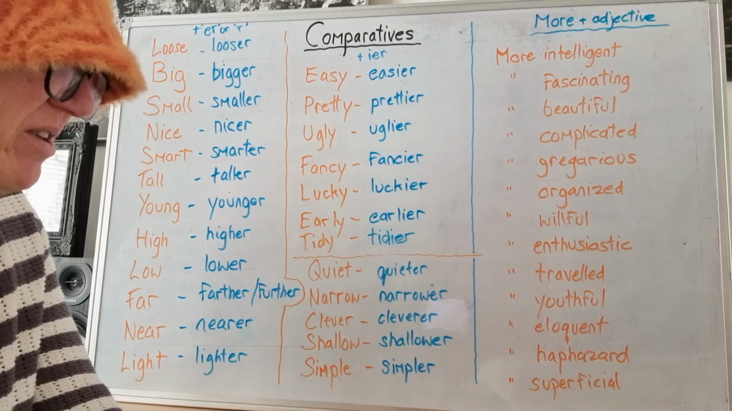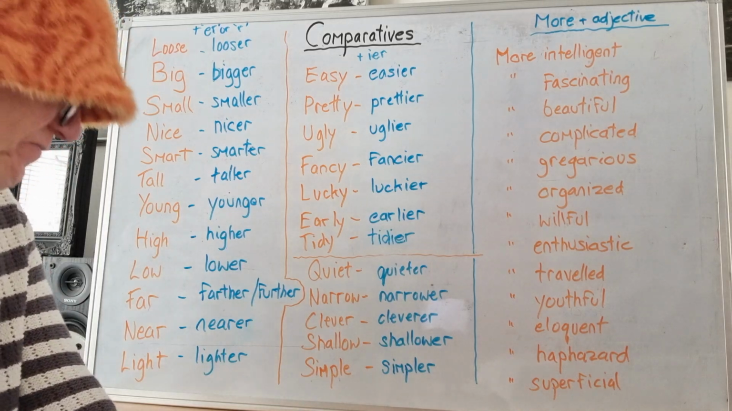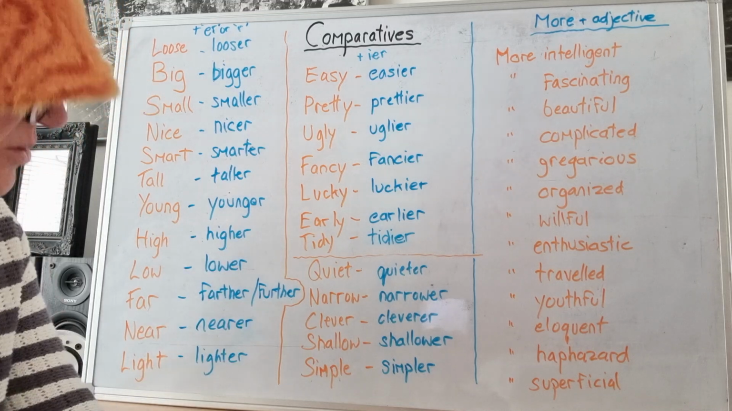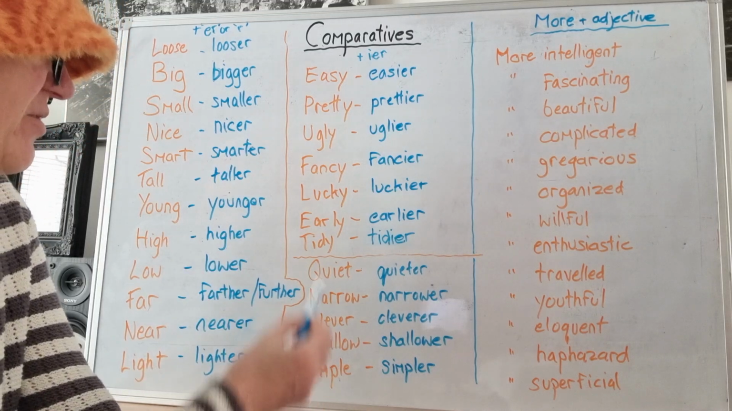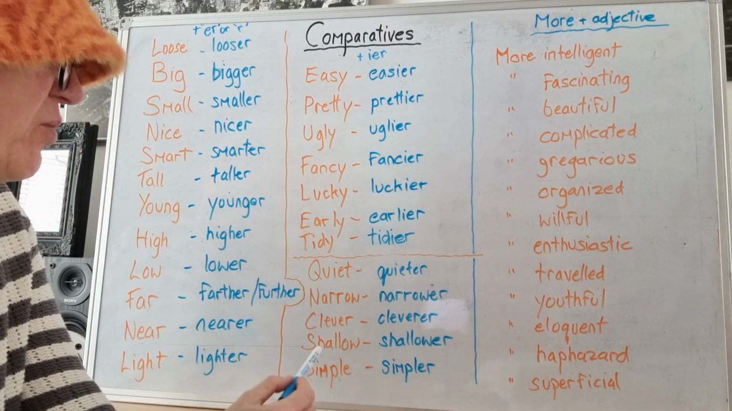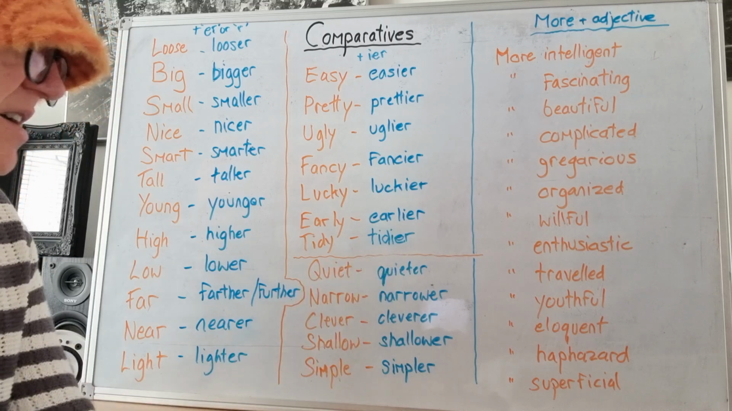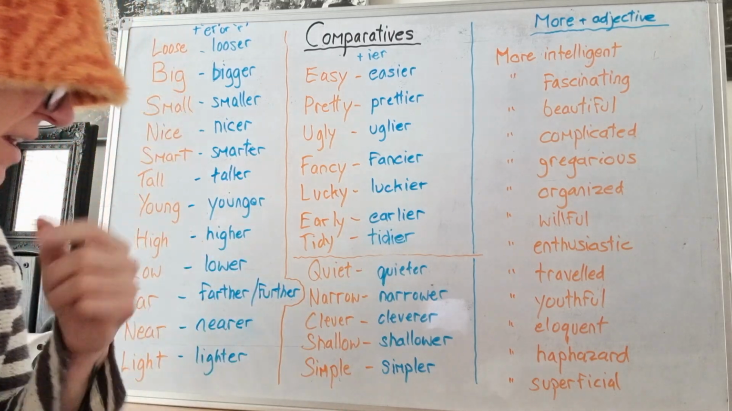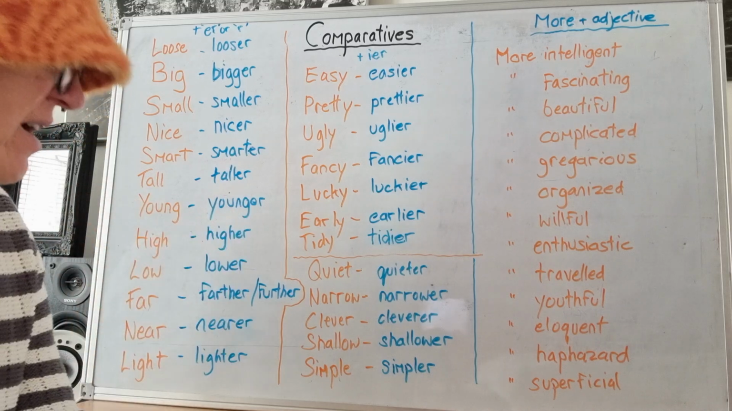We don't say more simple, we say simpler. I suppose you could say more simple, but no one does. No one should. So there you go. Those are 2-syllable words. They don't end with Y, but we do add the ER because they sound okay. Quieter, that sounds okay. It's easy to say. Narrower, it's fine.